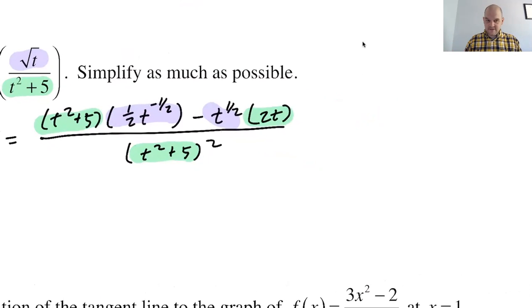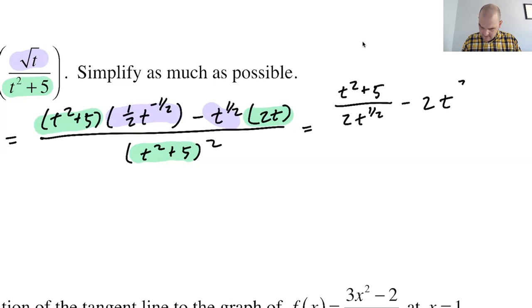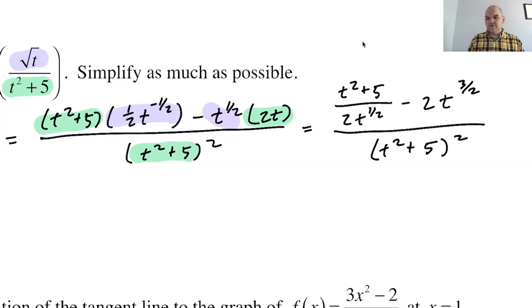All right, the way I like to do these is I like to just work on the numerator. These usually simplify in sort of a magical way, as in, despite all appearances, it's just going to work out amazingly. So let's see if that happens. I'm going to write the first thing, t squared plus 5 times 1/2 t to the negative 1/2, as one fraction. So that's going to be t squared plus 5 over 2t to the 1/2, and then minus 2t to the 3/2, and then all over t squared plus 5 squared. Okay, so far so good.